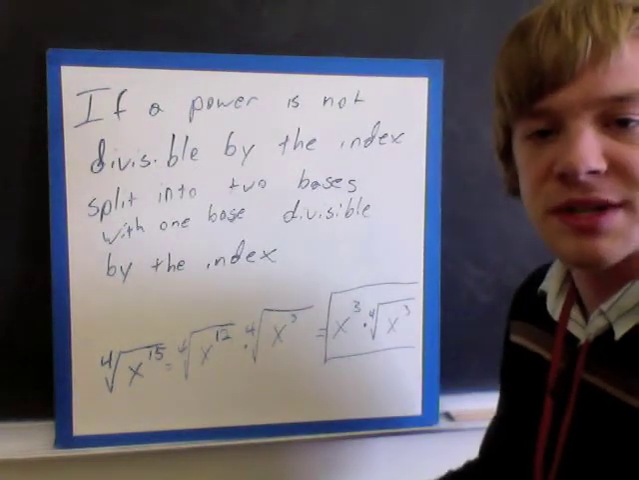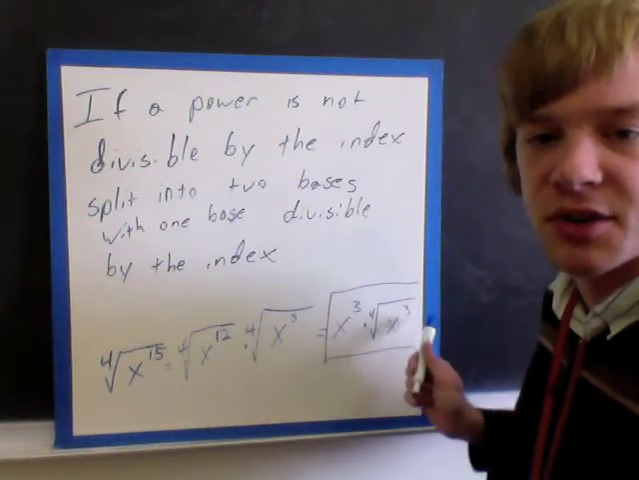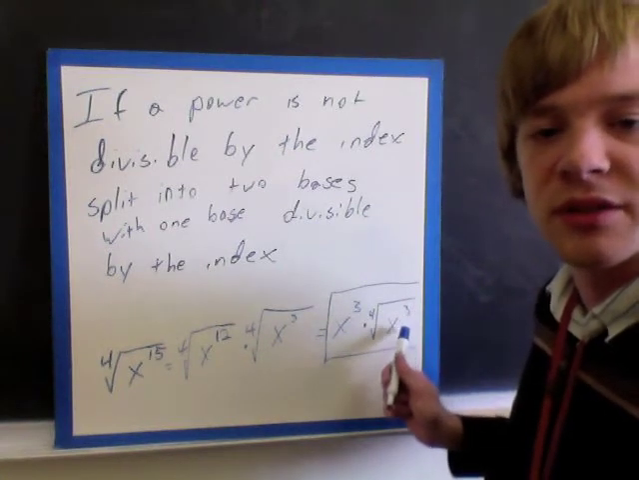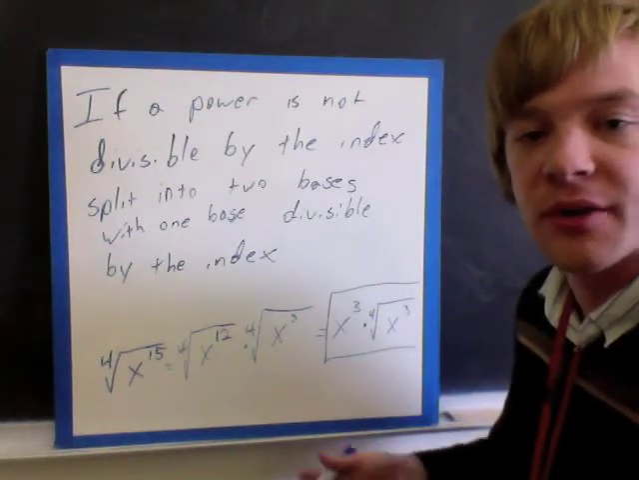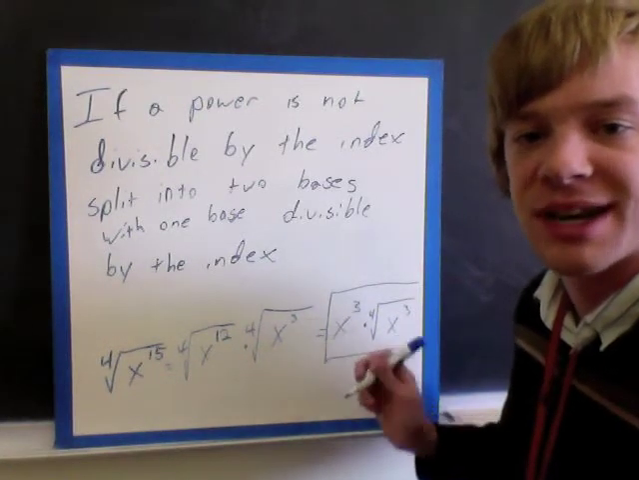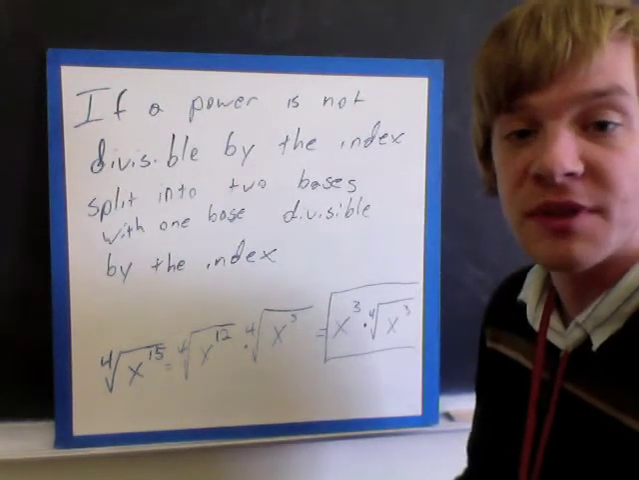Now it's just a coincidence, but it won't always work out where we have the same power out here and in here. We will regularly, and most of the time, have two different powers. It just happened to work out where I got the same power outside and inside. Let's take a look at two more examples where we put both of these things together.